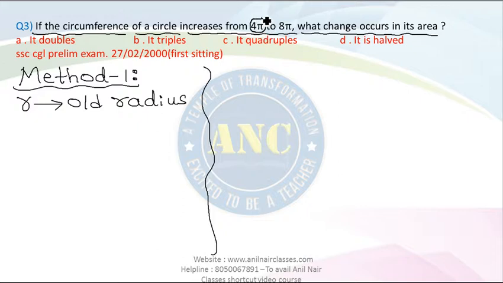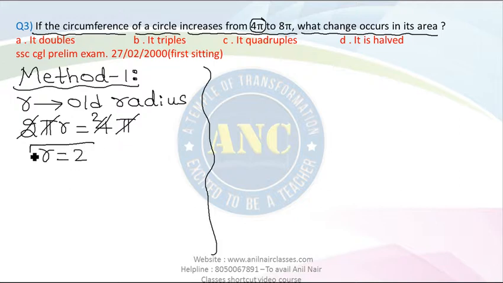circumference initially was 4 pi. Circumference is 2 pi r. 2 pi r is 4 pi. Pi cancels. 2 into 1, 2 into 2. That means initial radius is 2 centimeters or 2 units, for example. Right? Initial radius is 2 units.